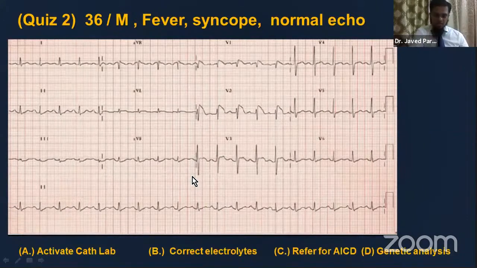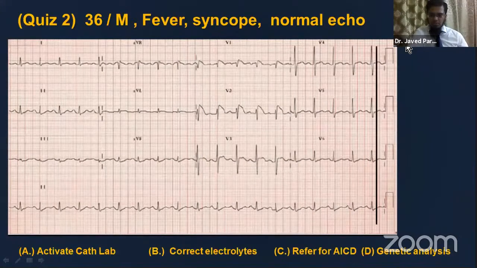Do we have the results, sir? Okay, let them have a good look at this because I've already shown this. This should be easy, I believe. No one has opted for genetic analysis. 66% is for correct electrolytes and 33% is for ICD. Okay, so that is the effect of, I think, Sanjay's previous talk on ECG and electrolytes. That's what I believe.